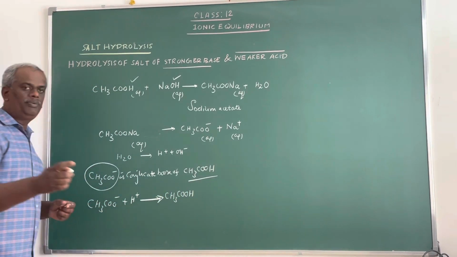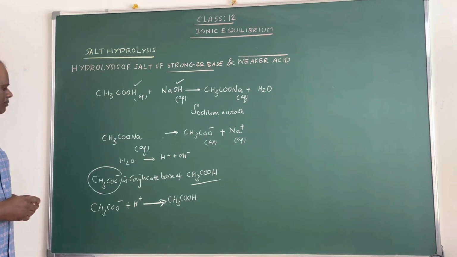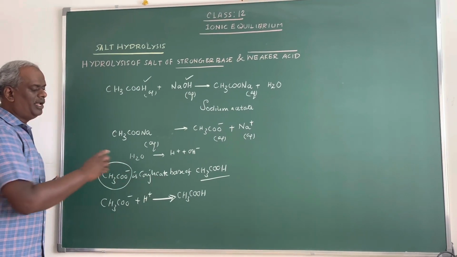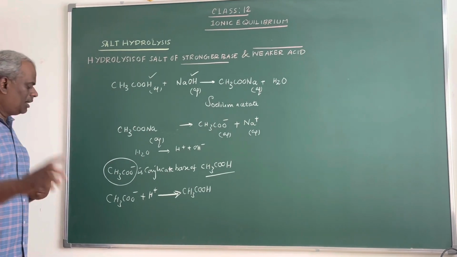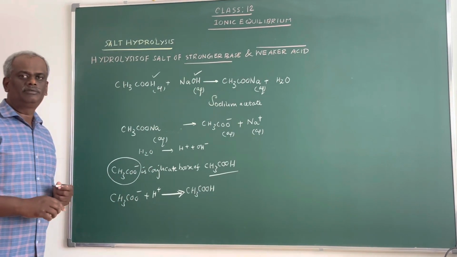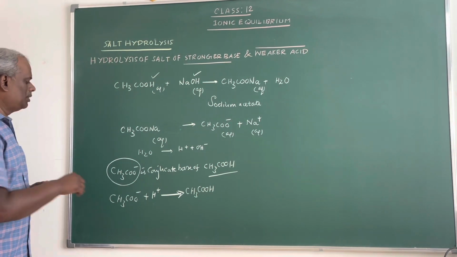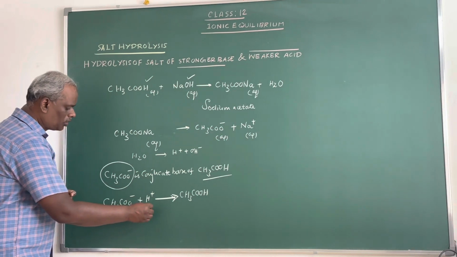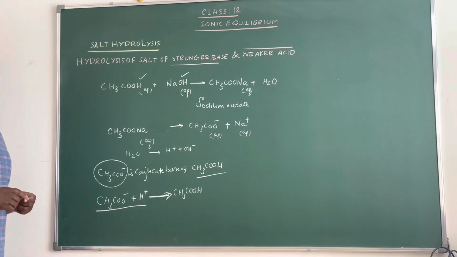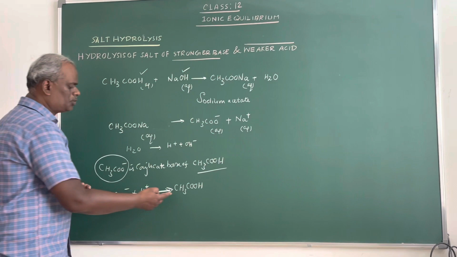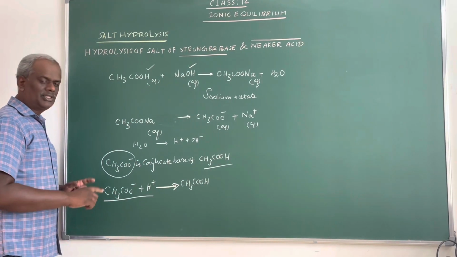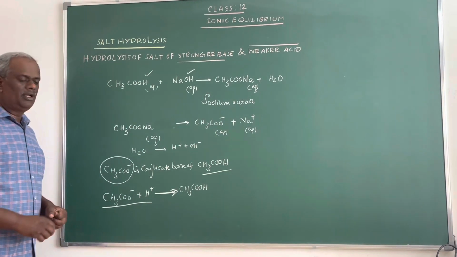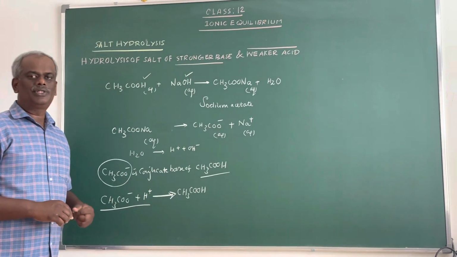CH3COOH. In the previous category we were seeing that NO3 minus was the conjugate base, not having the tendency to combine with the H plus. But in this particular case, the acetate has a strong tendency to combine with the H plus. Because acetic acid is a weak acid, that's only partially dissociated, it forms acetic acid readily.